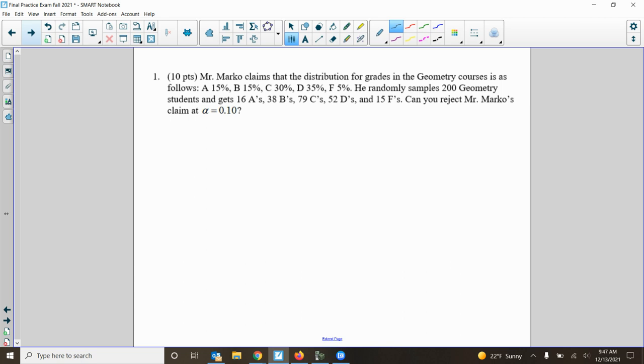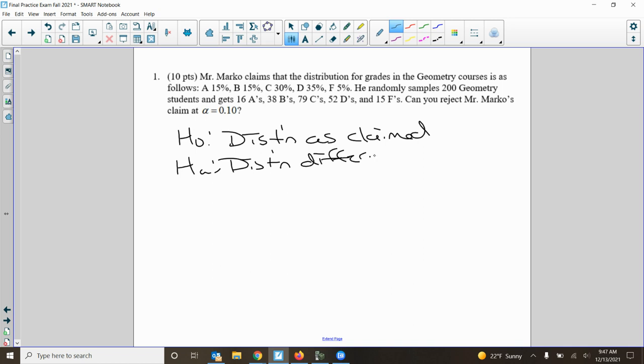Well, let's see. If we're trying to reject it, that must be the null, right? So the null is distribution as claimed. This is that chi-squared goodness of fit test. And the alternative is going to be the distribution is different. Degrees of freedom is k minus 1, and k is the number of categories. In this case, there are 5 categories, so the degrees of freedom is going to be 4. And remember, the chi-squared goodness of fit test is always right-tailed, and the table is always area to the right, so it works out nicely.